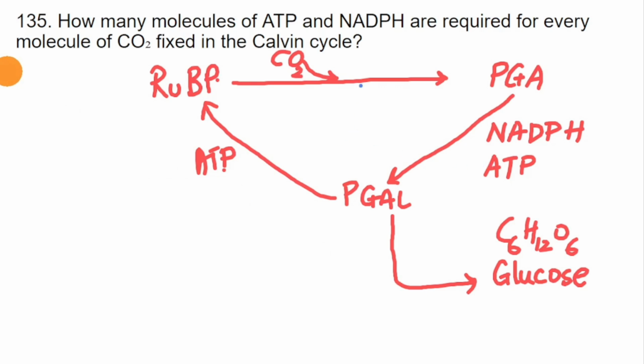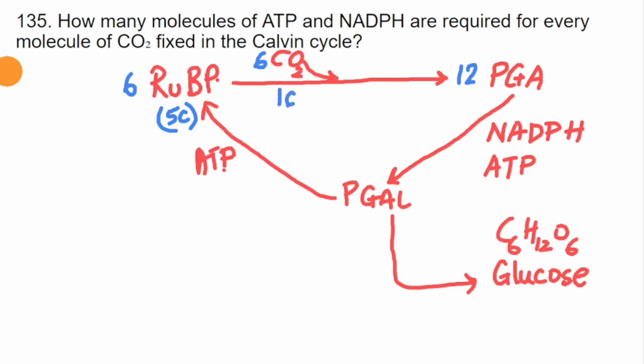So how do we equate this? 6 CO2 and this is 5 carbon. So this is 6 molecules of RUBP, 6 molecules of CO2. They will form 12 molecules of PGA. This is 5 carbon compound. 5 carbon is shown in bracket.